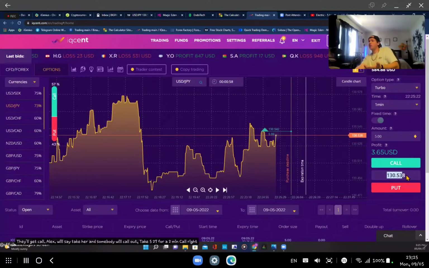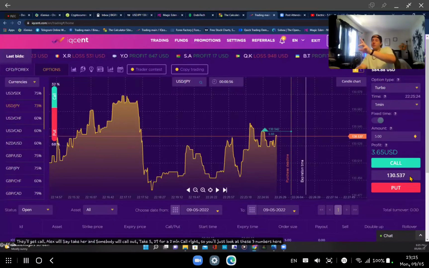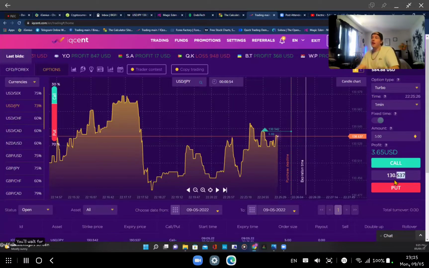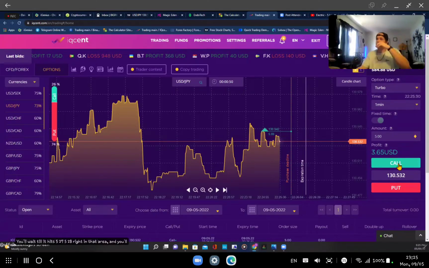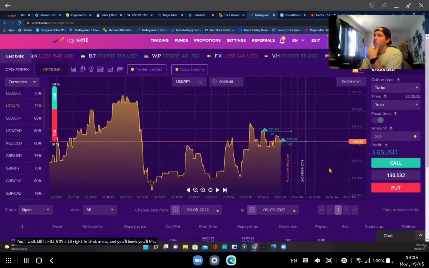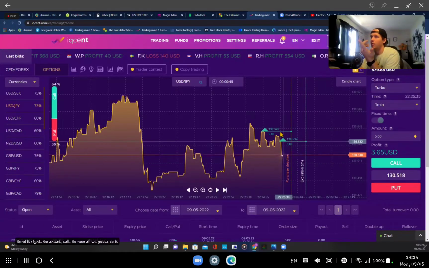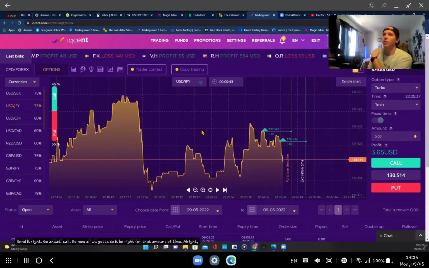So you'll just look at these 3 numbers here. These are pips. You'll wait till it hits 527, 528, right in that area, and you'll hit send. You'll hit call. So now all we've got to do is be right for that amount of time. So that's what I mean when the buyers are winning.